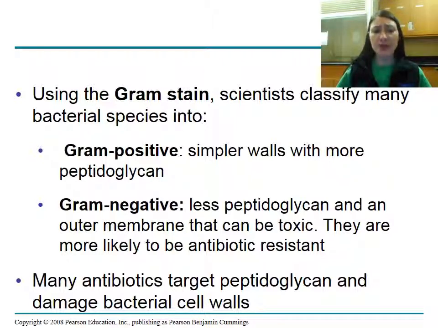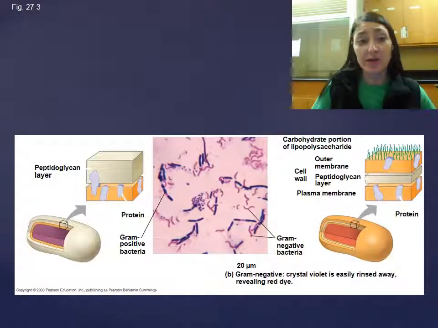A lot of antibiotics on the market today target the peptidoglycan in the cell wall of the bacterial cell. What they're targeting is breaking down that cell wall, which would in turn lyse the bacterial cell, killing it. Here's an image showing how gram staining works.